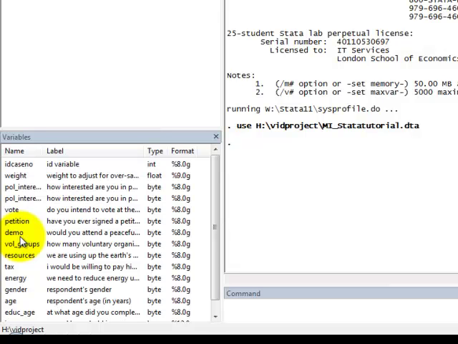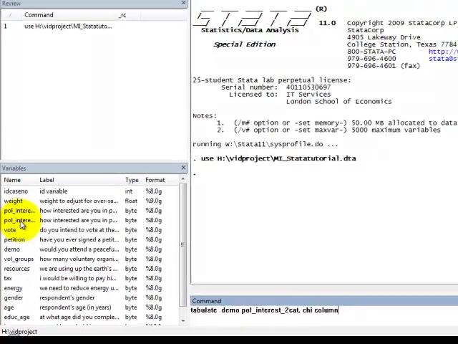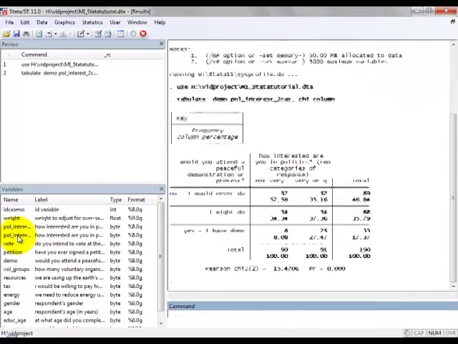Running a two-way contingency table is quite easy in STATA. We first type the command tabulate, then our response variable, which in this case is demo, and then our explanatory variable, which is this variable here. Then we type a comma and our two options. First, chi, which is the test statistic to see whether there's evidence of a relationship in the population, and then column, which includes the column percentages, which helps us with the interpretation of our results.